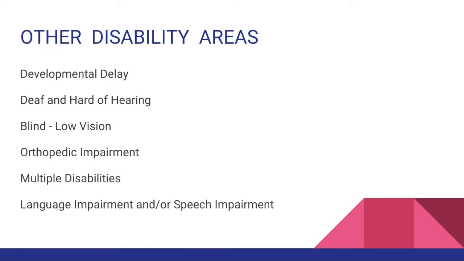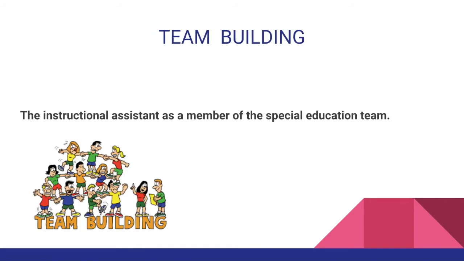There are other disability areas. Another one is developmental delay. That is primary for our students ages 3 to 5 that attend our developmental preschool program, as well as students in kindergarten, first or second grade. Deaf and hard of hearing, blind low vision, orthopedic impairment, multiple disabilities, language impairment, and or speech impairment.